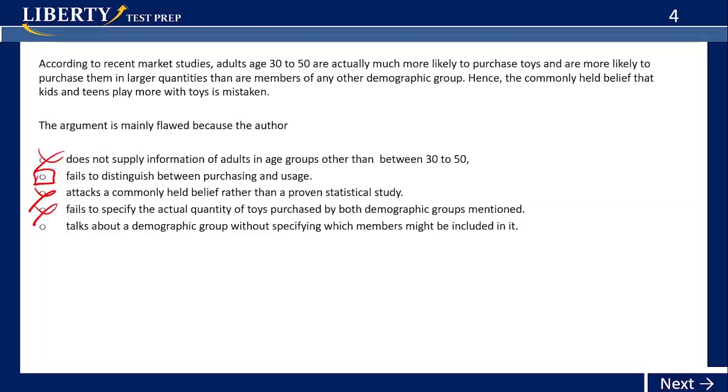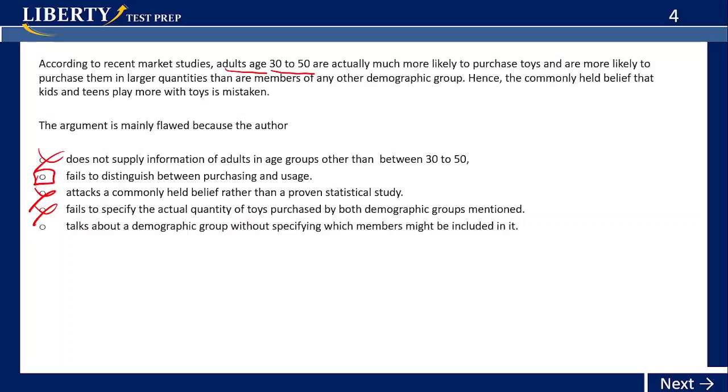Letter E. The argument talks about a demographic group without specifying which members might be included in it. I don't think that's a problem, right? Because actually he said demographic group of adults between the ages of 30 to 50. So I think that's fine, right? What more information would be helpful?